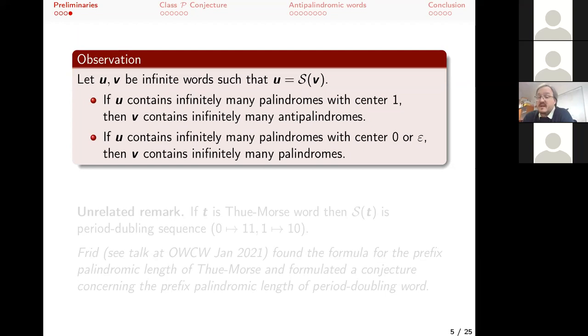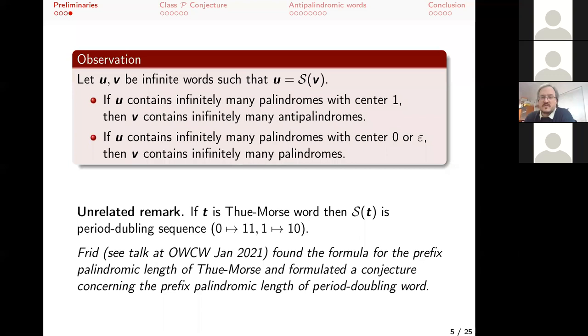Now I've got one small unrelated remark. This mapping S can also be applied to different words. For example, if you apply it to the Thue-Morse word T, so the fixed point of the Thue-Morse morphism, the image is the period doubling sequence, the fixed point of the morphism 0 goes to 1, 1, and 1 goes to 1, 0.